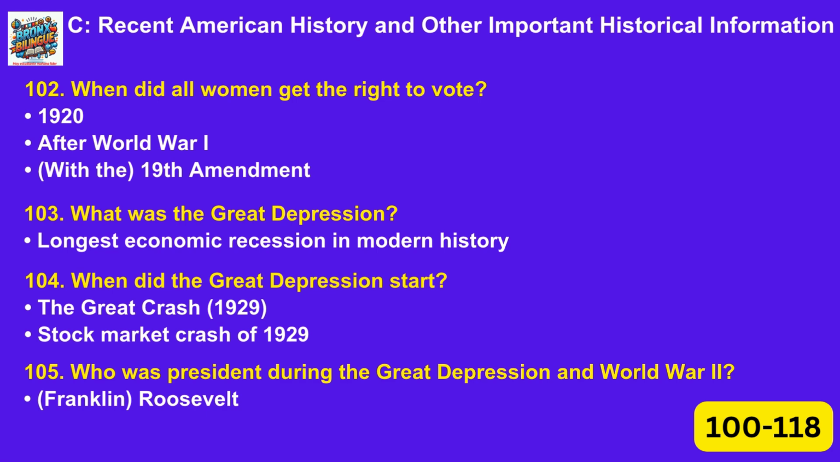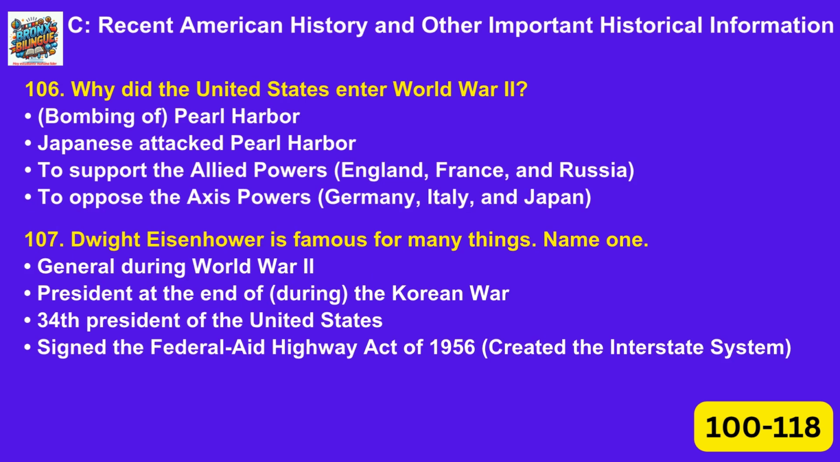19th Amendment. 103. What was the Great Depression? Longest economic recession in modern history. 104. When did the Great Depression start? The Great Crash. Stock market crash of 1929. 105. Who was president during the Great Depression and World War II? Roosevelt. 106. Why did the United States enter World War II? Pearl Harbor. Japanese attacked Pearl Harbor, to support the Allied powers, to oppose the Axis powers.